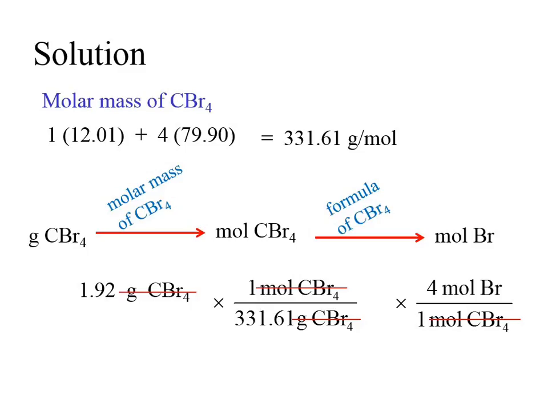All right. So round to, looks like 3 significant figures because of the 1.92. So rounded to 3 significant figures, I got 0.0232 moles of bromine. That's it. That's like spider legs. I think I'd rather have bromine than spider legs.